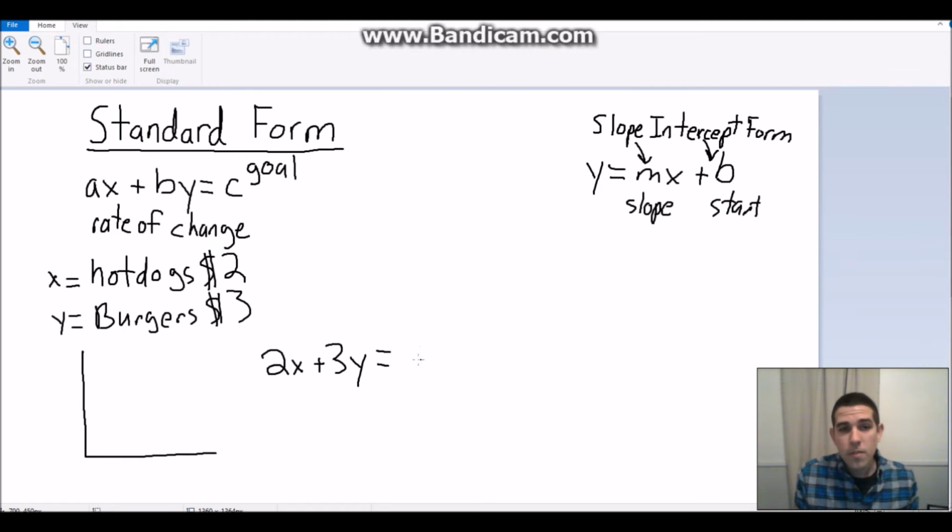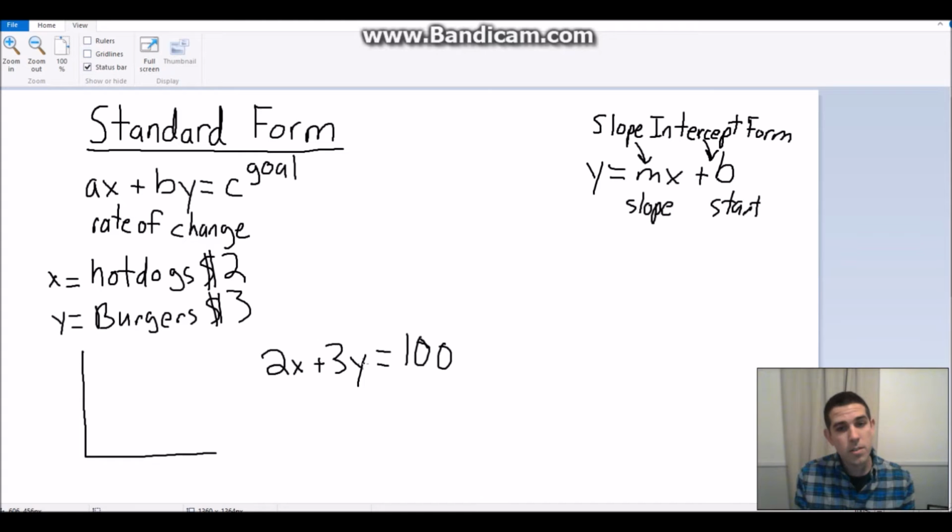Now, in this form, you would have to have a goal amount too. Otherwise, there'd be a third variable, and we don't want that. So we would actually always have a goal amount, and let's just say something like $100. So our goal would be, we're selling hot dogs for $2 and burgers for $3, and our goal is to make $100.